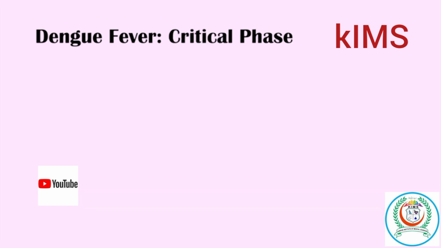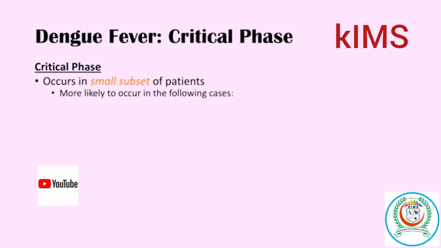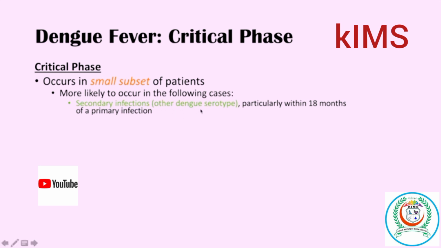So what is the critical phase? So the critical phase occurs again in a small subset of patients. Most patients have the febrile phase and they recover fine, but some get this more severe presentation. And the critical phase of dengue fever is more likely to occur in the following cases: having a secondary infection of dengue fever. And what I mean by secondary infection is that they've had a previous dengue fever infection before, they recovered, they were fine, and then they get it again. And a lot of times it's with another dengue serotype.